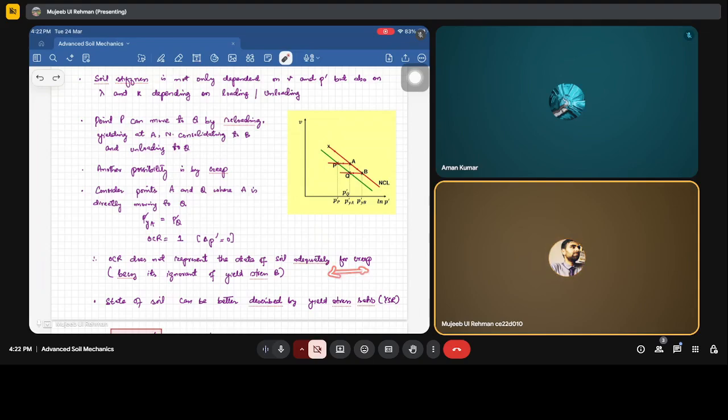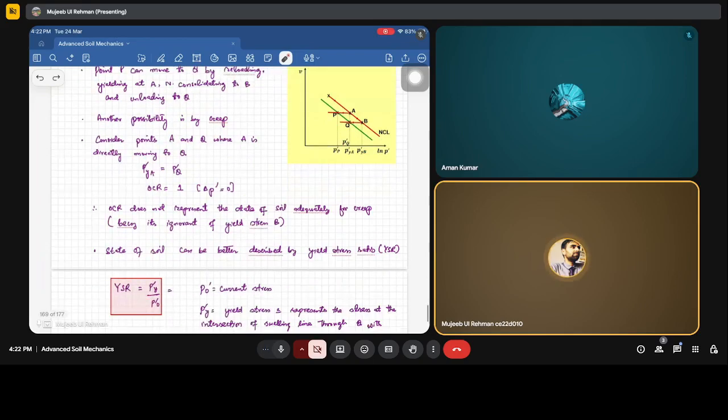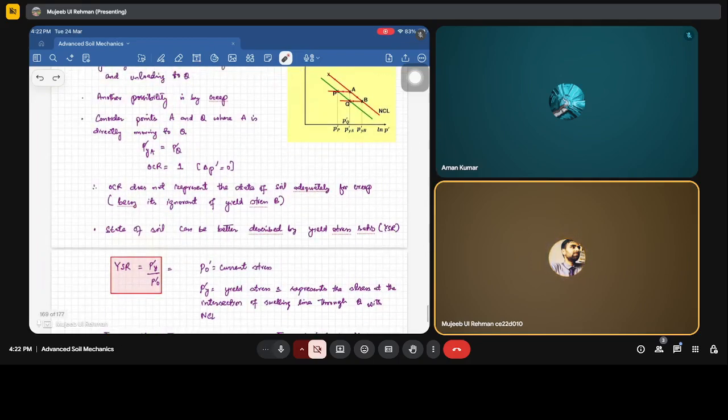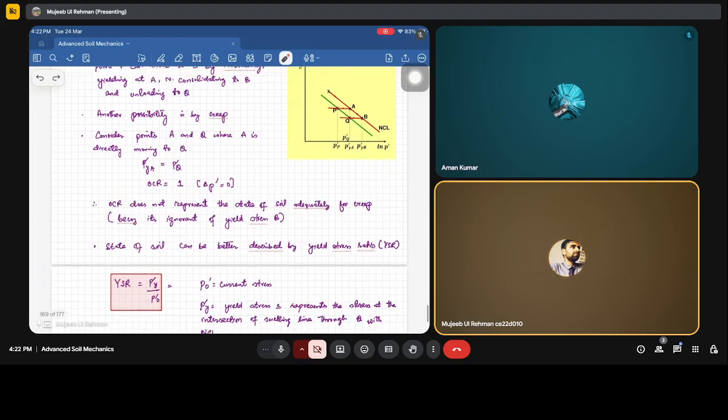That's why we are moving towards the yield stress ratio. So the state of soil for this condition of creep can be better understood by the yield stress ratio. What is the yield stress ratio? It is the ratio of the yield stress, which represents the stress at the intersection of the swelling line through Q with the NCL. For example, this is the point of our consideration. Fine, we have these 2 points. So we want to know the yield stress ratio.